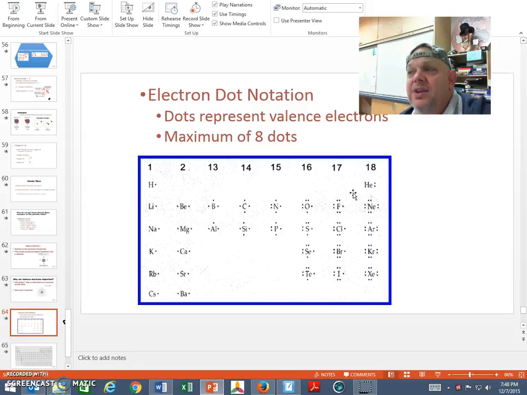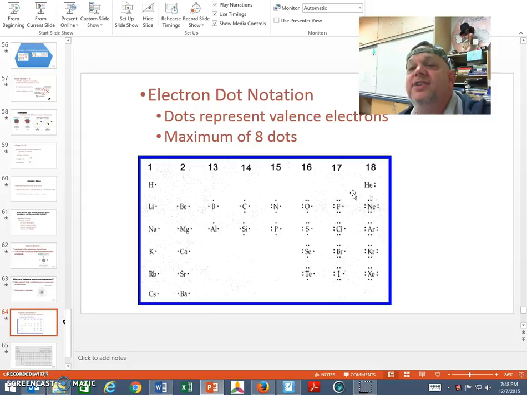Notice level 1, you have your 2 electrons in 1s2. Then you have level 2, 2s2, 2p6. Then you have level 3, 3s2, 3p2, and what do you know? Carbon has 4 valence electrons on level 3. Yes, that's the point. The dots represent the valence electrons.